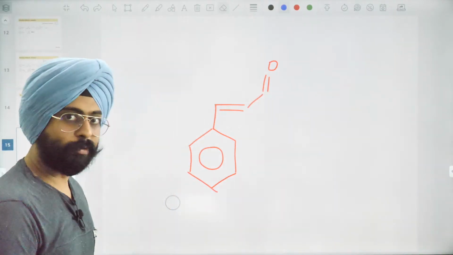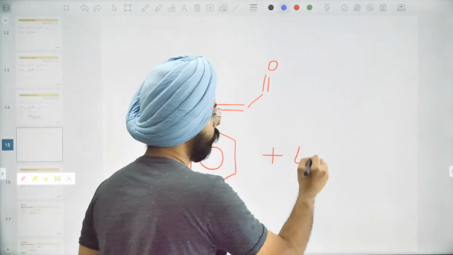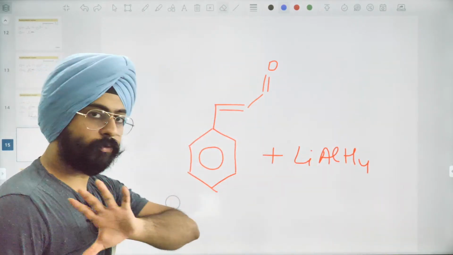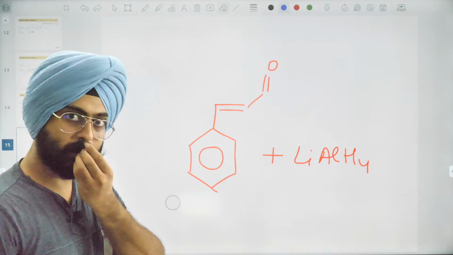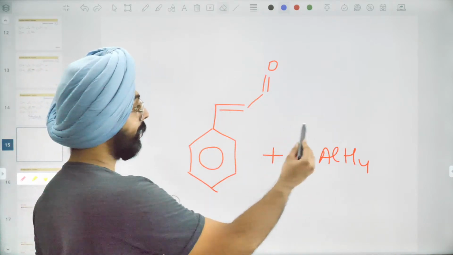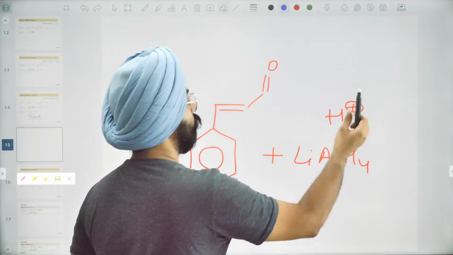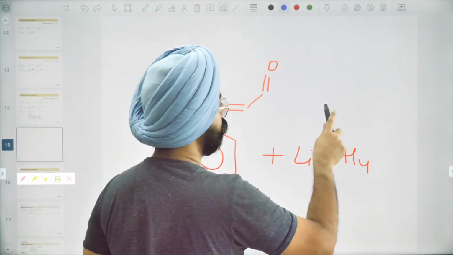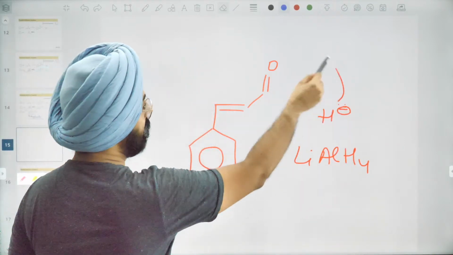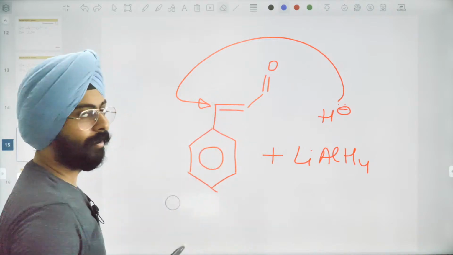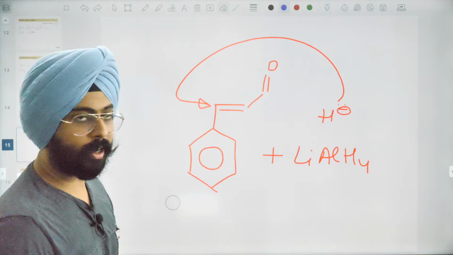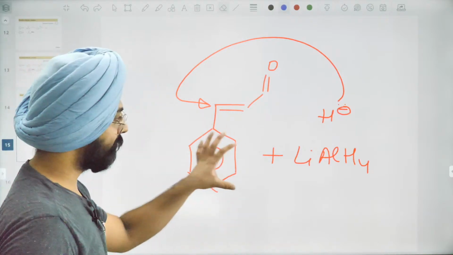ठीक है, if we have cinnamaldehyde and if I react it with LiAlH4, see, generally what happens is that LiAlH4 does not touch double bonds. Yes, but in the case of cinnamaldehyde, the H negative that LiAlH4 gives me can actually attack this particular double bond. ये डबल बॉन्ड को भी रिड्यूस कर देगा. It's going to reduce the double bond as well. That's an exception for specifically cinnamaldehyde.